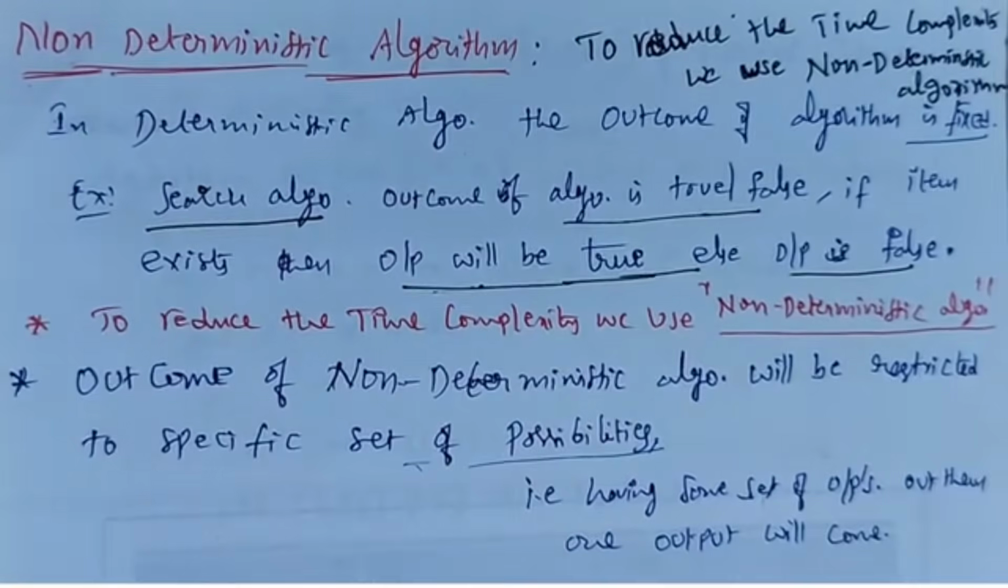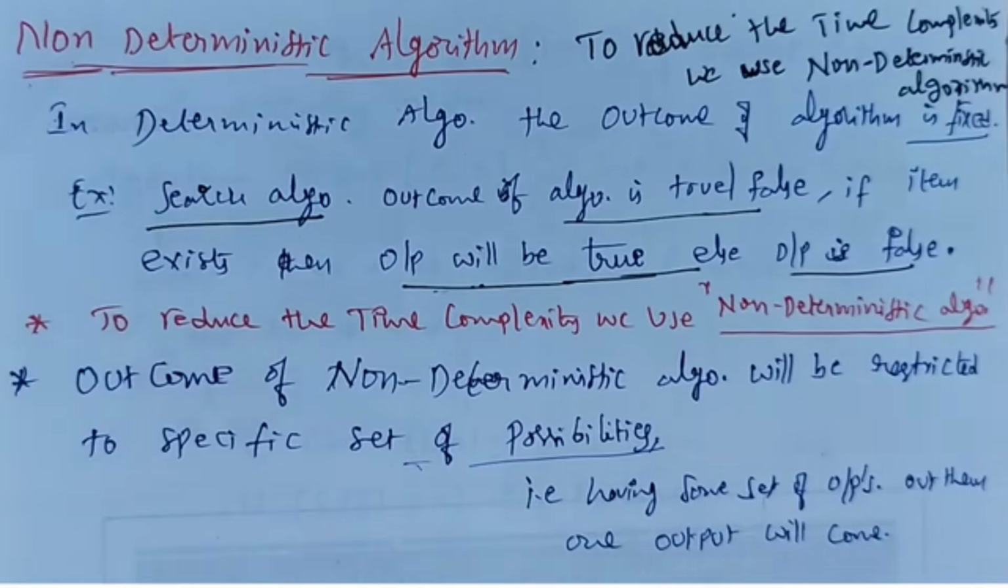In today's class, I am explaining non-deterministic algorithms. What is the meaning of a non-deterministic algorithm? In a deterministic algorithm, the outcome of the algorithm is fixed. For example, a searching algorithm, where you search for a particular element or key. If you run the same algorithm any number of times with the same key, the result is the same. If the required item exists, the output will be true, else it returns false.